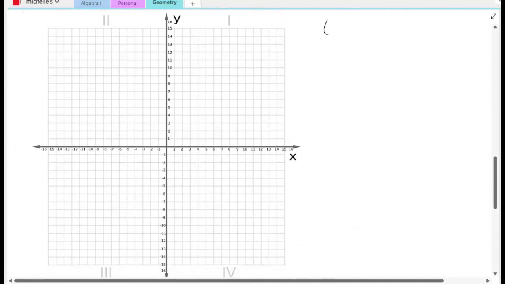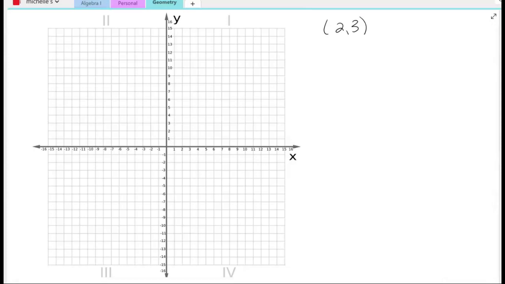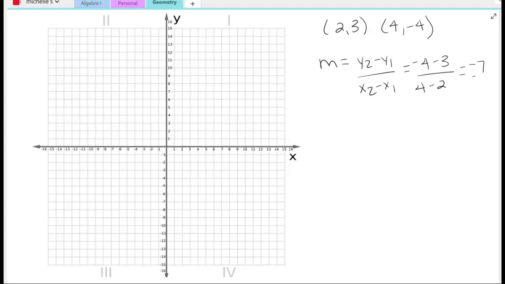What if I'm given actually just 2 points and I need to write the equation and graph it? All right, so remember that in order to find the slope using 2 points, we could do y2 minus y1 all over x2 minus x1. All right, so we could just plug in appropriately here. Negative 4 minus 3 over 4 minus 2. Going to get me negative 7 over 2. That is my slope.